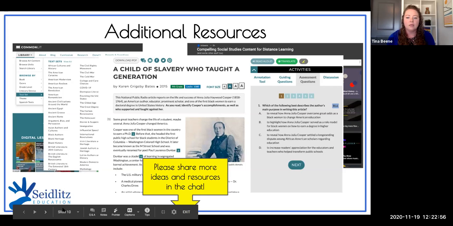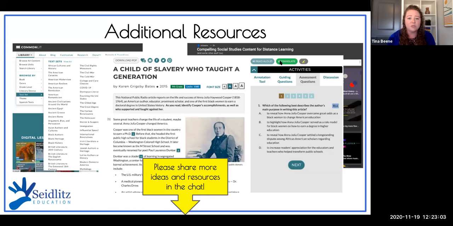Now, one is that the text can be read out loud. It can be translated into, I think, 40 or 50 languages now, and it does it paragraph by paragraph for the students. There's annotation, there are guiding questions, discussion questions, and assessment questions.